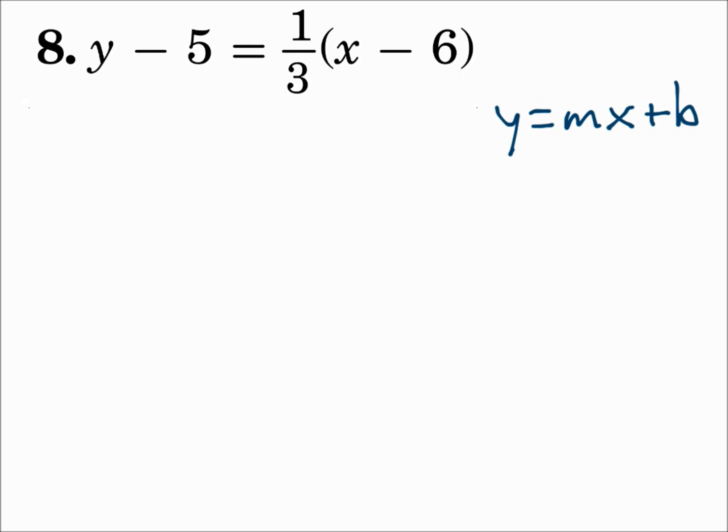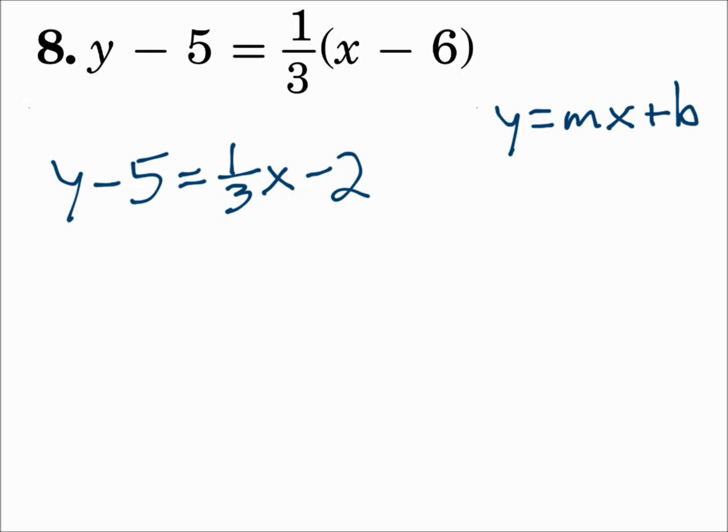Number 8. Y minus 5 equals 1/3 times the quantity x minus 6. We're starting in point-slope form. We want slope-intercept form, so solve for y. Distribute first. 1/3 times x is 1/3 x. 1/3 times -6 is -2.